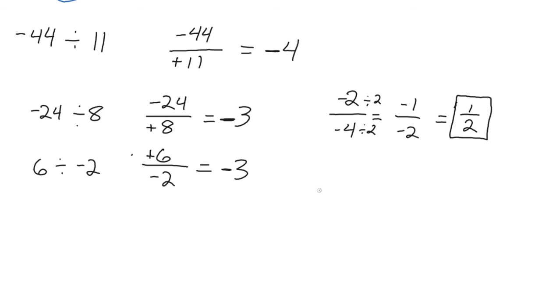Okay, let's do one more of those. Let's do negative 6 divided by negative 3. Okay, same signs. So your answer is going to be positive, and 6 divided by 3 will give you a 2. So it's a positive 2, or you can just write it as 2.